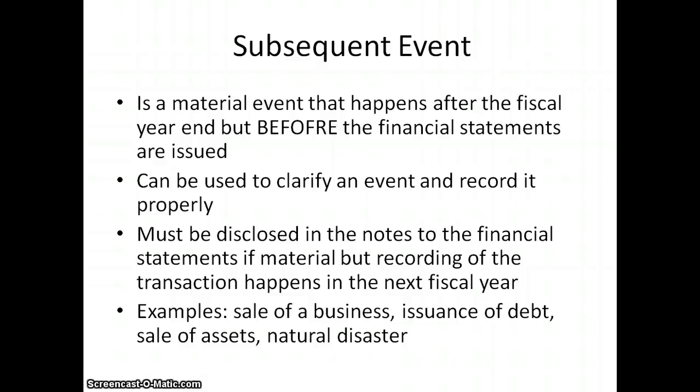But a subsequent event is a material event that happens after the fiscal year end but before the financial statements are issued. And sometimes that's confusing to students, but if you want to think about it, let's just say that Amazon has a December 31st year end. So on December 31st, they'll close their books and they'll no longer record any transactions. However, it is a timely process. It takes quite a bit of work to get all those transactions into a usable format, and then it also takes time for an auditor to come in and review the financial statements and do their audit report.